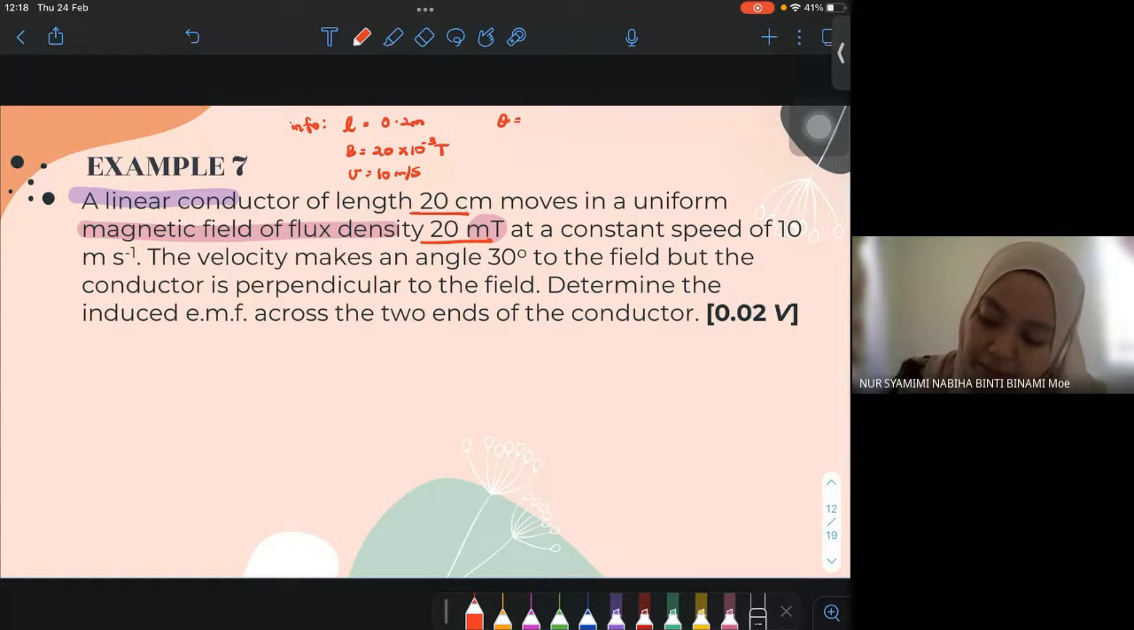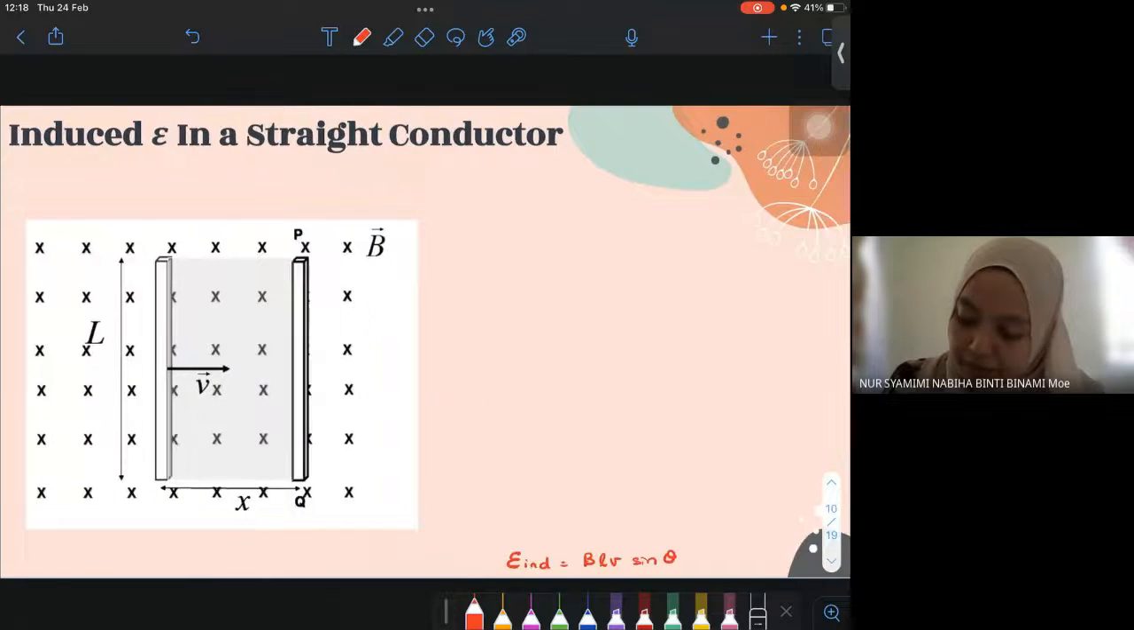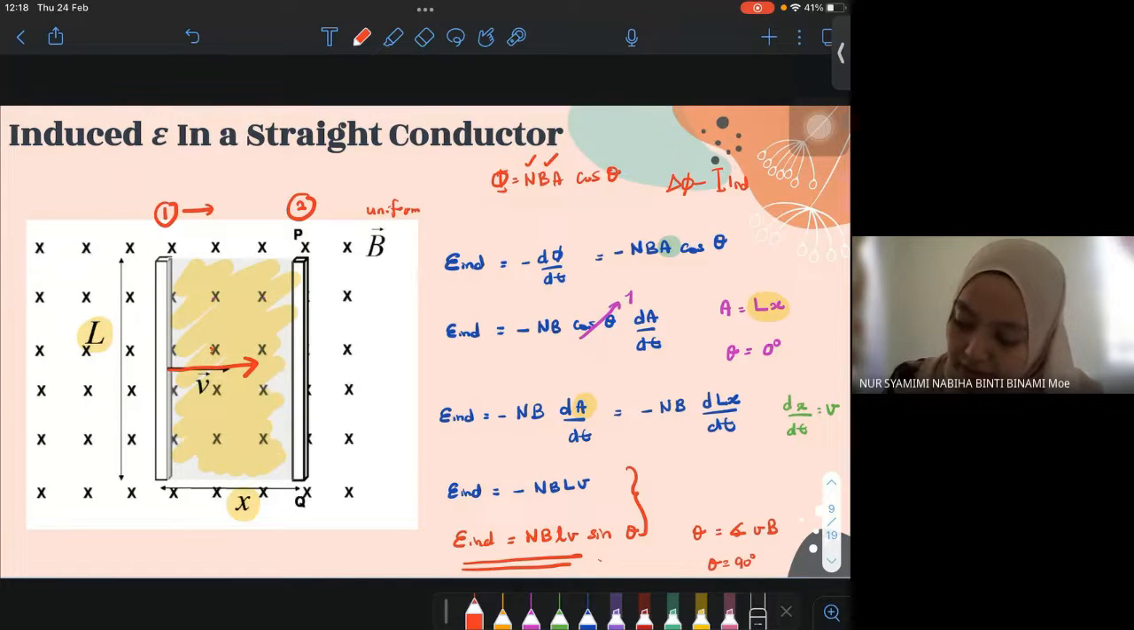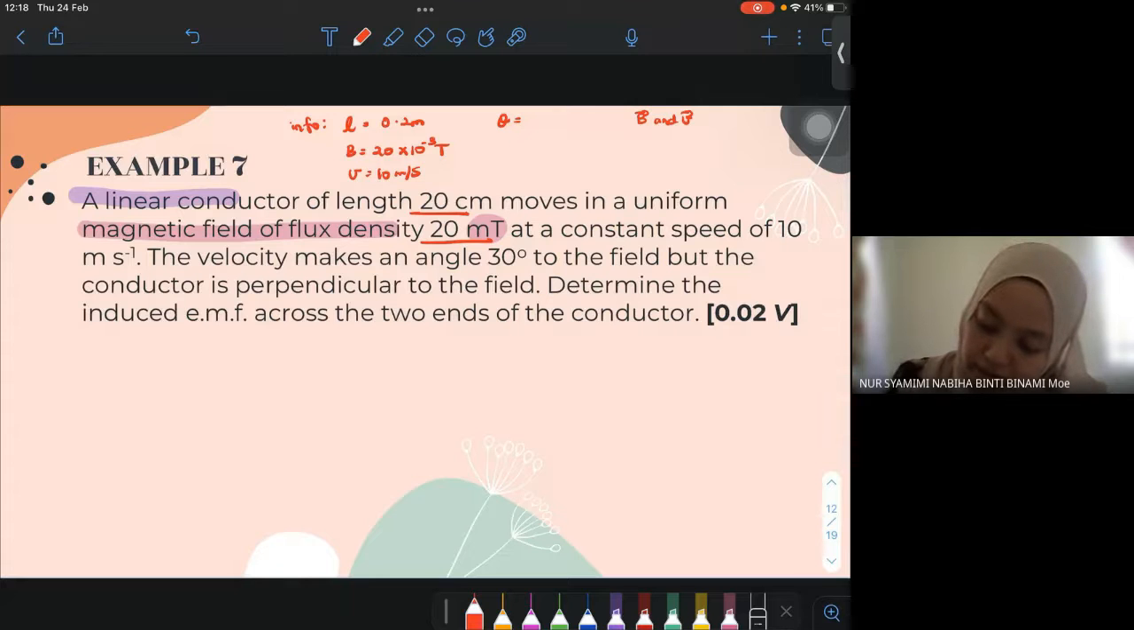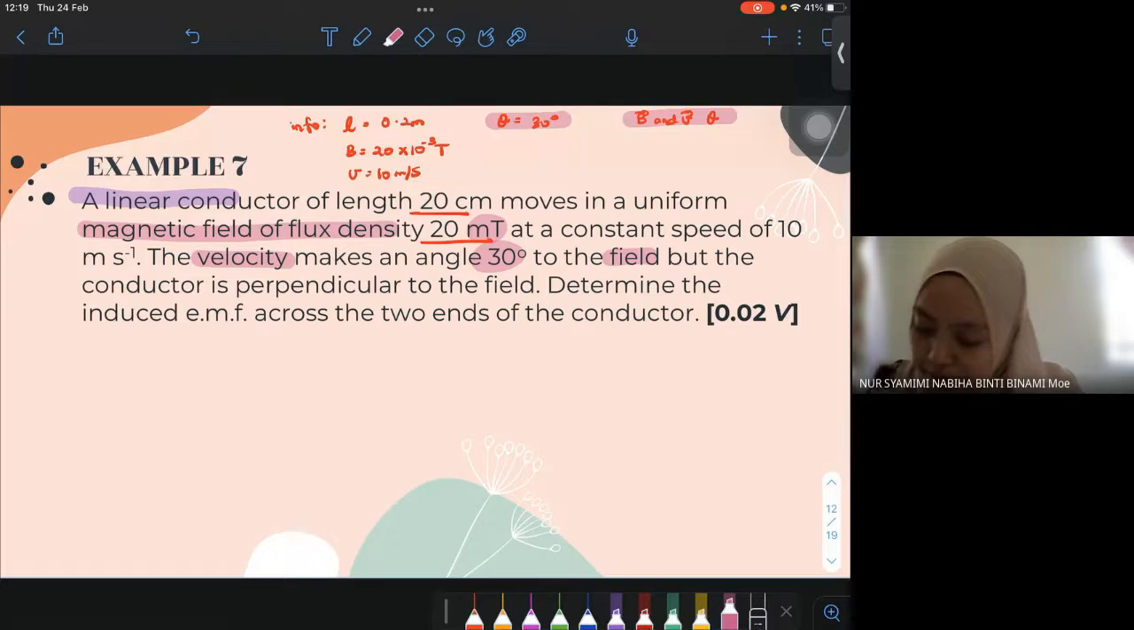Okay. So theta is the angle between B and V, sebab dia ialah long straight wire. Long straight wire, ada theta, angle between B and V. Okay, so theta ialah 30 degree. Boleh faham? Velocity 30 degree with the field. So theta is the angle between B and V, so it is 30 degree. But the conductor is perpendicular to the field. Determine the induced EMF across the two ends of the conductor.